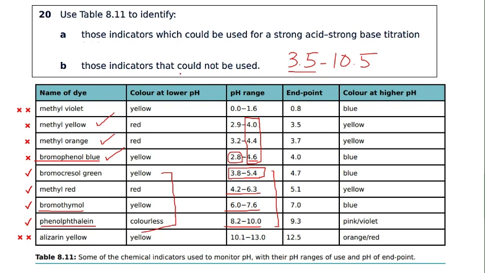And then there are the indicators that cannot be used at all, and that is methyl violet. Methyl violet has the pH 0 to 1.6. It is not in the range at all, so it will not be used for strong acid and strong base. The second indicator is alizarin yellow. It has the pH 10.1 to 13. It will not be a good indicator. It is above the range. So these two indicators will not be good indicators. They will not be used for strong acid and strong base.